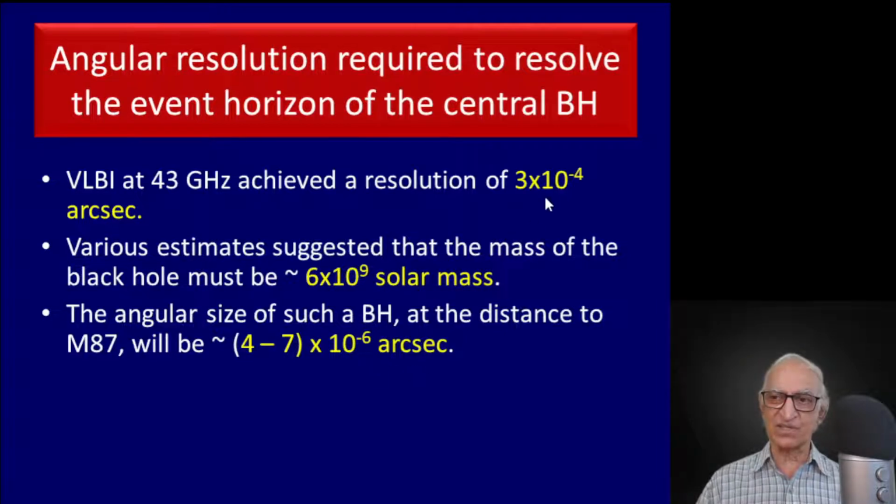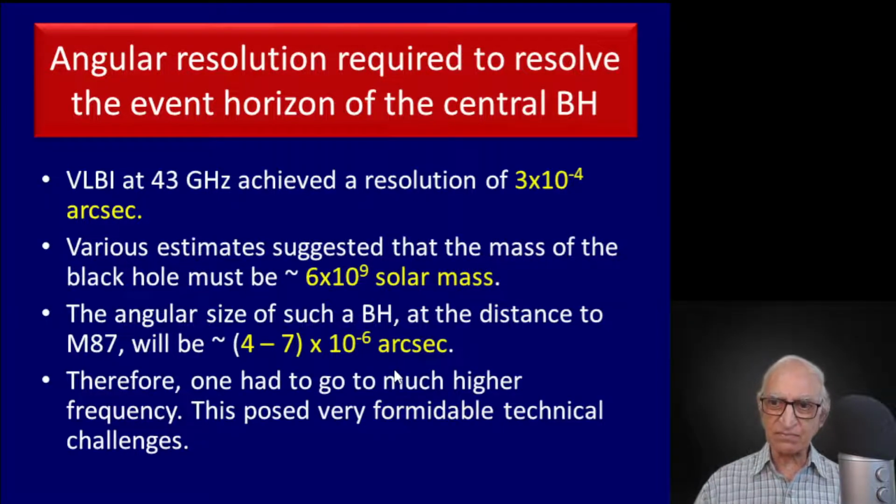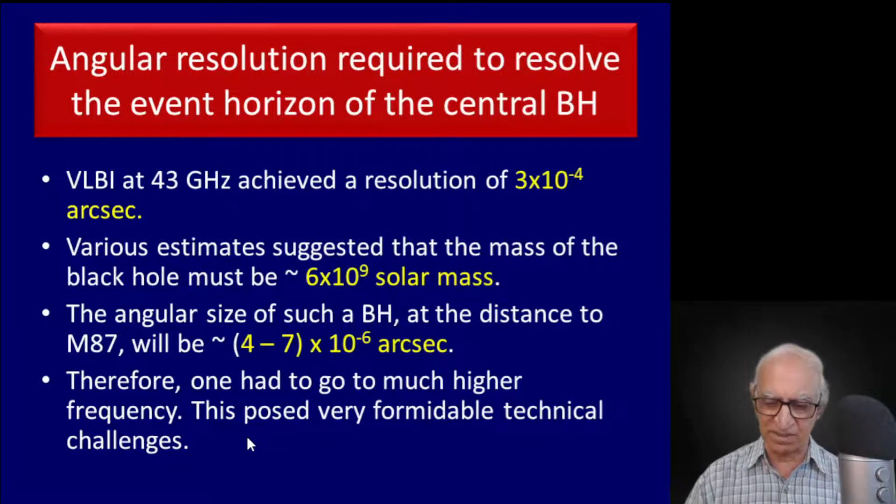So in terms of resolution, you're only at the resolution of 10 to the power minus 4 arc second. You really need to go to micro arc second resolution. So you need to do even better. Now, you cannot have a telescope larger than intercontinental baseline interferometer. That means you have to go to much higher frequency to achieve this increased resolution from 10 to the power minus 4 arc second to 10 to the power minus 6 arc seconds. Now, this poses formidable technical challenges.